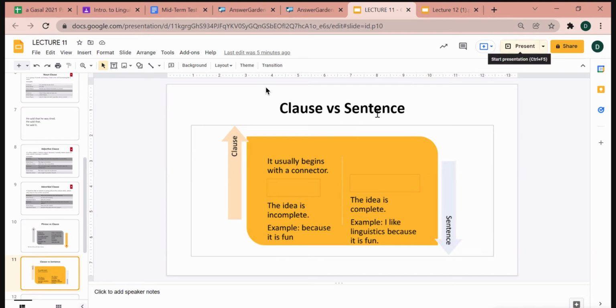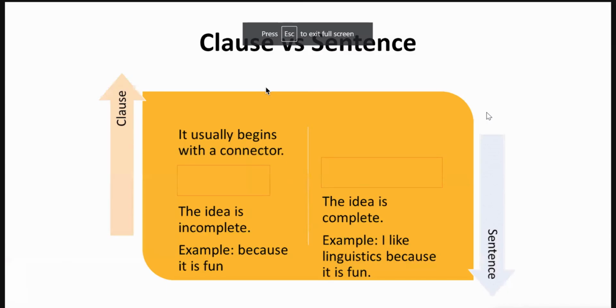karena Mas Ihsan sakit. Kan hubungan sebab akibatnya tidak jelas ya. Kenapa sakit? Misalnya karena kebanyakan minum es, Mas Ihsan jadi batuk. Nah itu baru jelas. Ketika idenya jelas, maka dia termasuk dalam kategori kalimat. Tapi kalau tidak jelas, lalu dimulai dengan connector, itu sudah pasti clause. Contohnya di sini ada because it is fun. Karena itu menyenangkan. Tapi ketika menjadi kalimat, I like linguistics because it is fun.